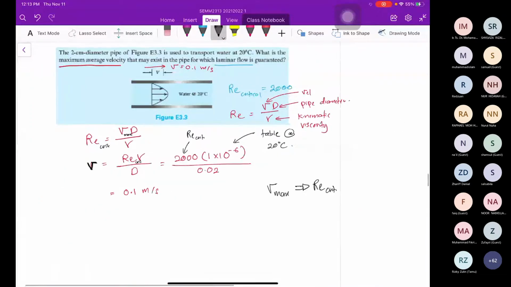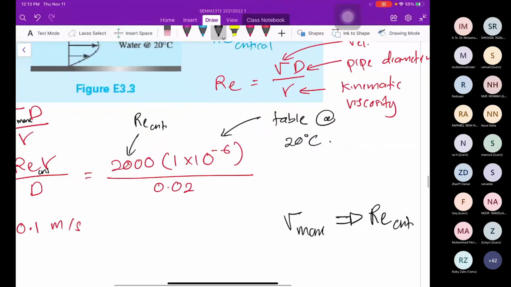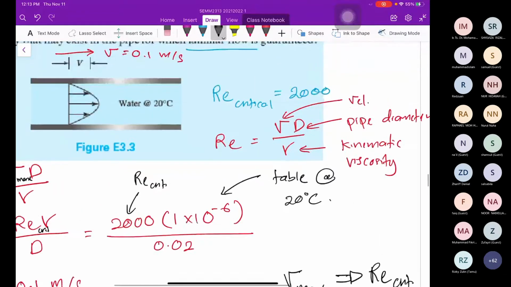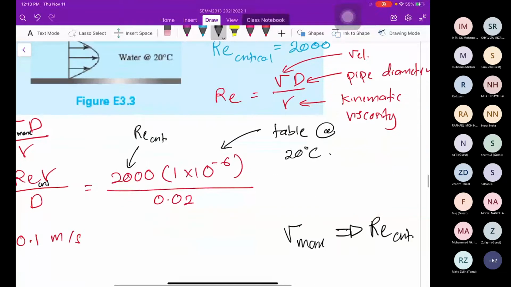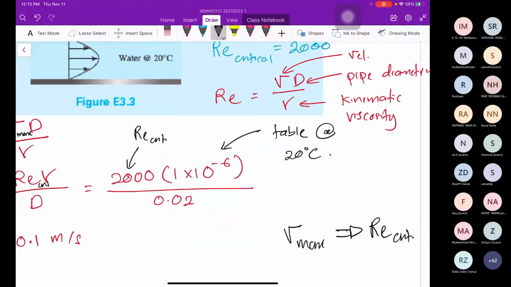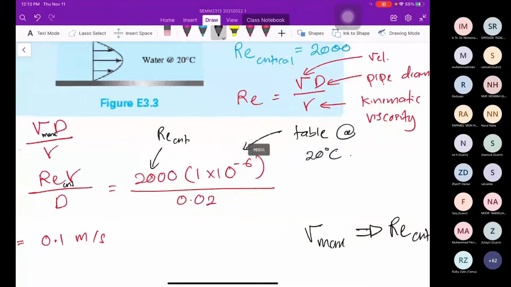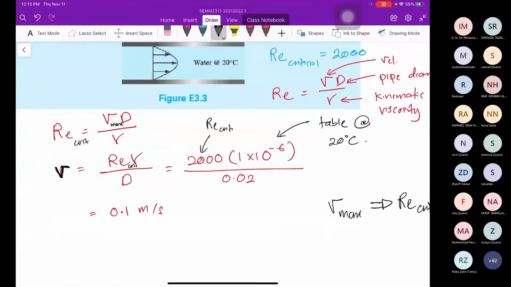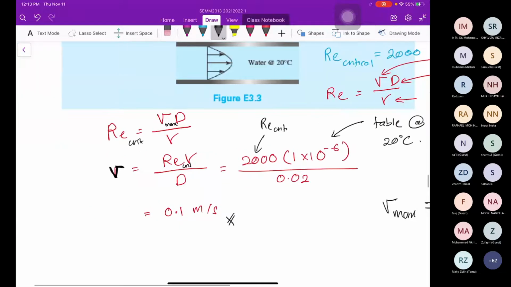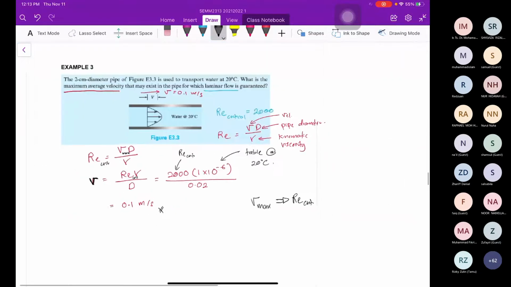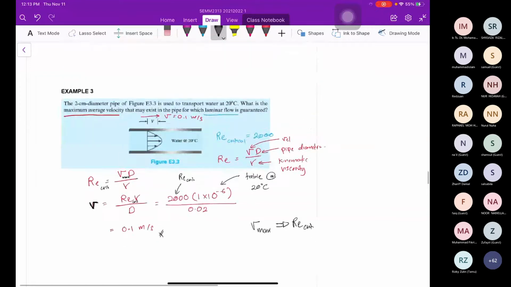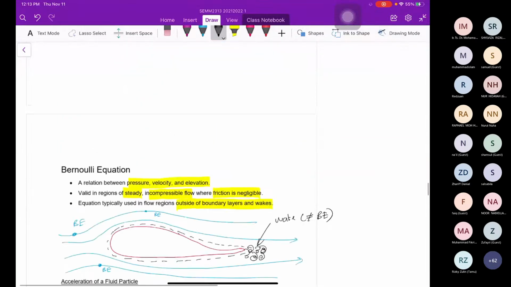So just substitute, and the kinematic viscosity is from the table. For water at 20 degrees Celsius, you get 1 times 10 to the power of -6. Then divide by the diameter 0.02, and you get 0.1 meter per second. Okay, is it clear, class? Yes, doctor. Okay, good.